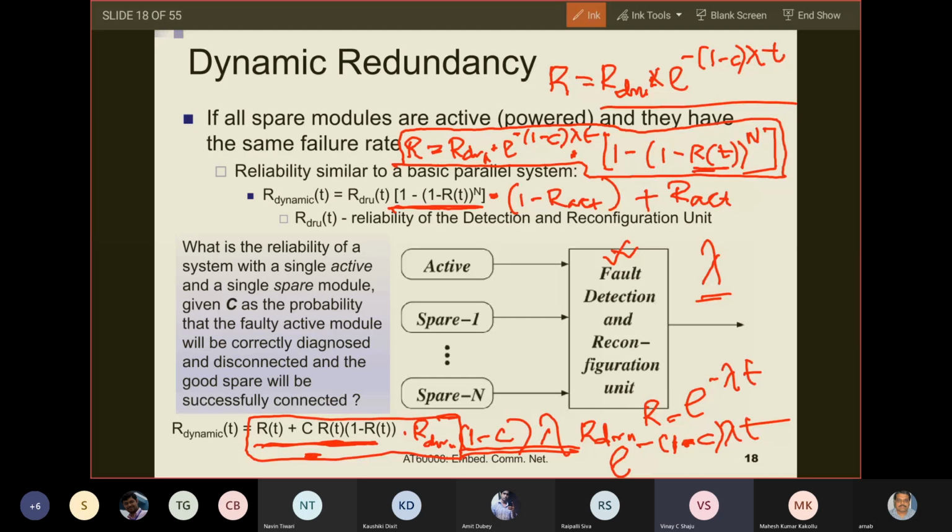Is that e to the power term a probability distribution function? Remember, we said in the first class that when I have a constant failure rate lambda, the reliability is given by e to the power minus lambda t. So e to the power minus lambda t is fine. But when C is the probability that the fault will be correctly detected, then (1 minus C) into lambda becomes the effective failure rate. Therefore, you multiply by R_DRU and then add any one of the spares.